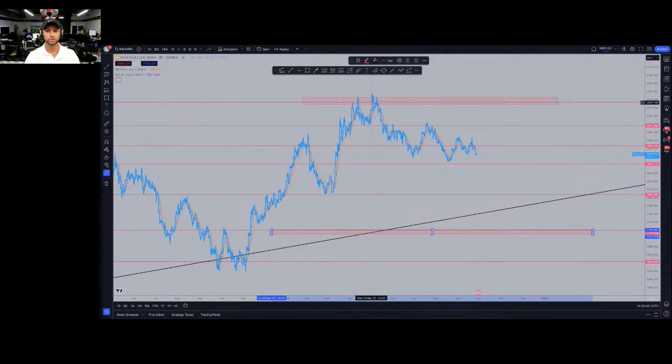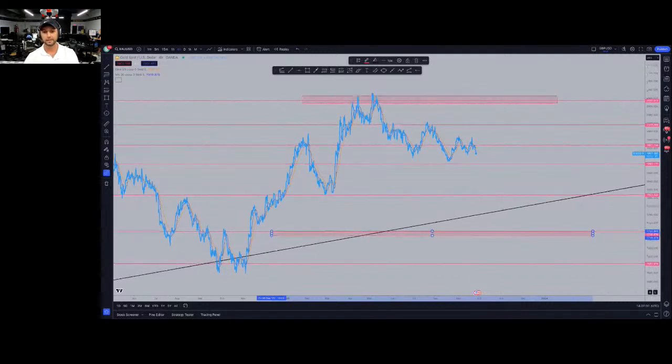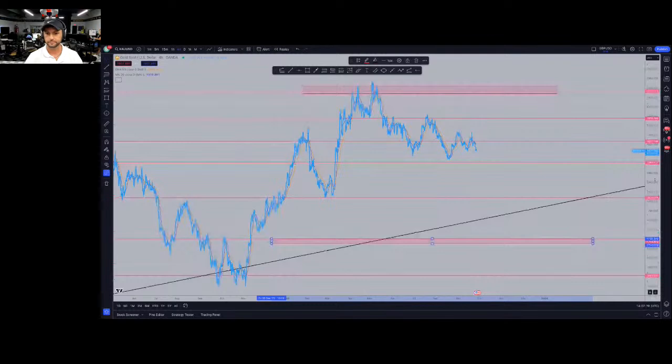I always use 40 pip stops. I'll say this every live as well, just to get that instilled into y'all's heads. A 40 pip stop for me, mainly for a 400 to 500 pip gain. So with 40 loss to 500 gain, I can have like 6 losses in a row and one trade wipes out all my losses. That's why I like that risk to reward ratio.